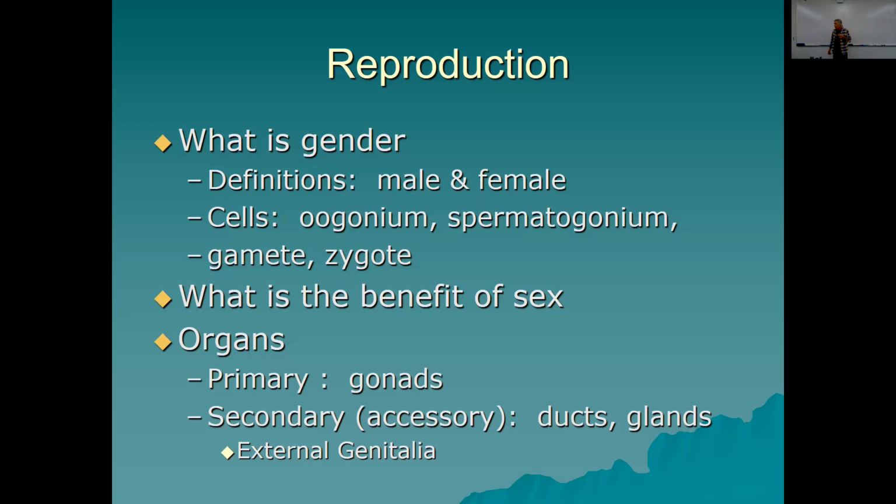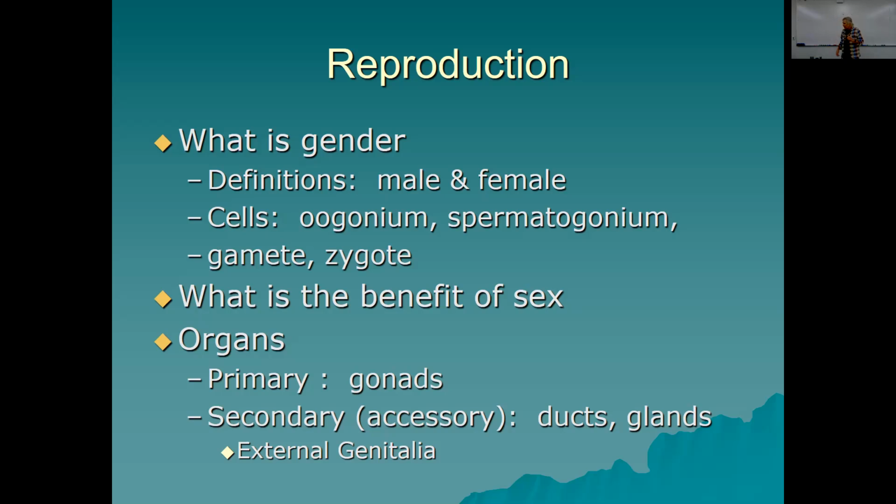And the cells that make oocytes are called oogonia. The cells that make spermatocytes are called spermatogonia. Now, once these gametes get together and unite in a process of fertilization, that cell is called a zygote, and that's a diploid cell. So we get the egg and sperm coming together, joining to form a zygote. Right.